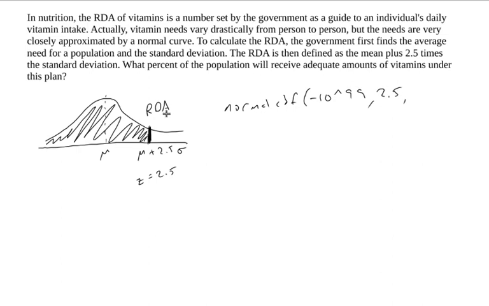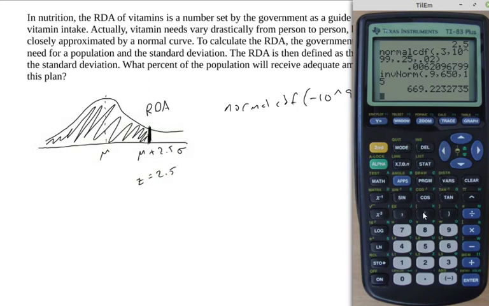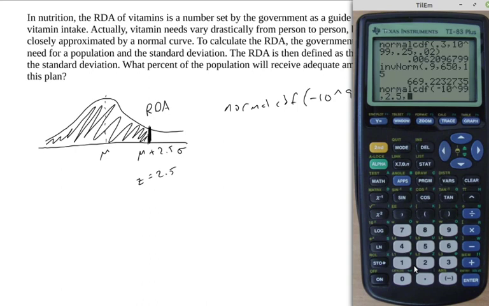I don't have a specific value for my mean and my standard deviation, and this is why I'm defaulting to using z-scores. This 2.5 is a z-score. And since I'm using z-scores, I want to use a mean of 0 and a standard deviation of 1. So that's what I'll plug into my calculator. We'll do normal CDF, negative 10 to the 99th, all the way up to 2.5, mean of 0, standard deviation of 1. We get 0.9938.